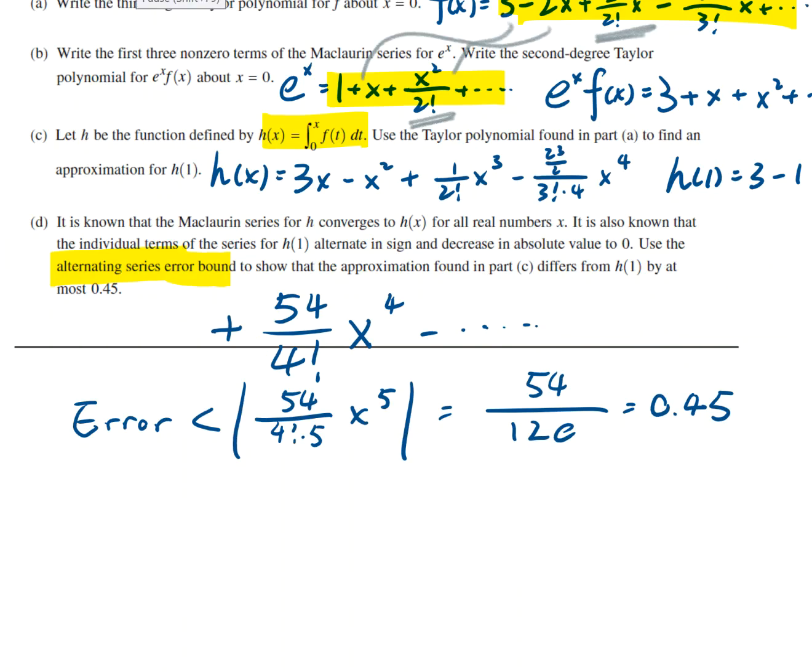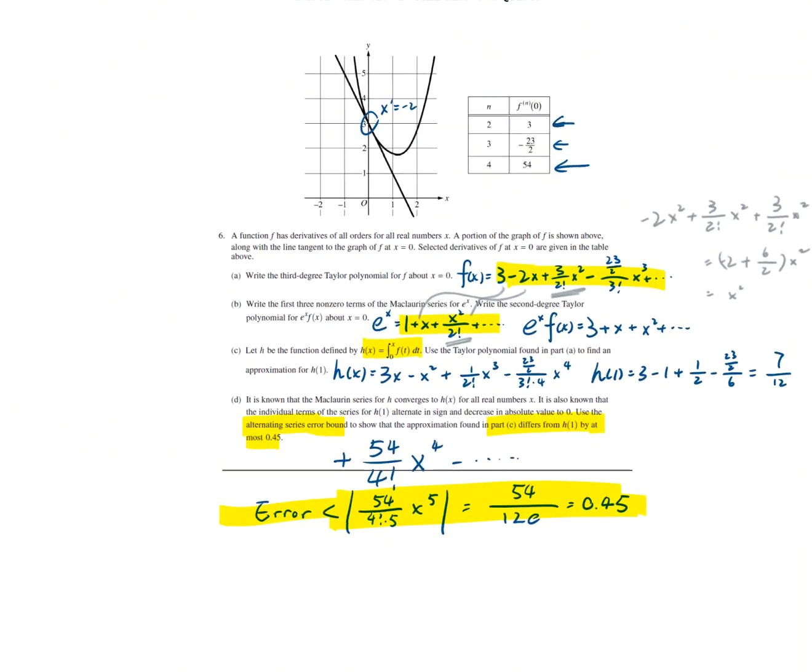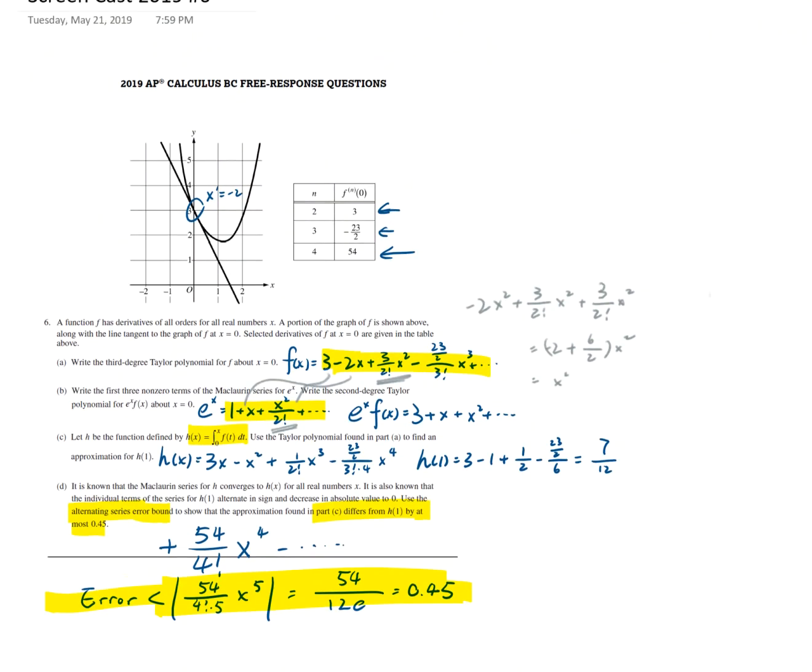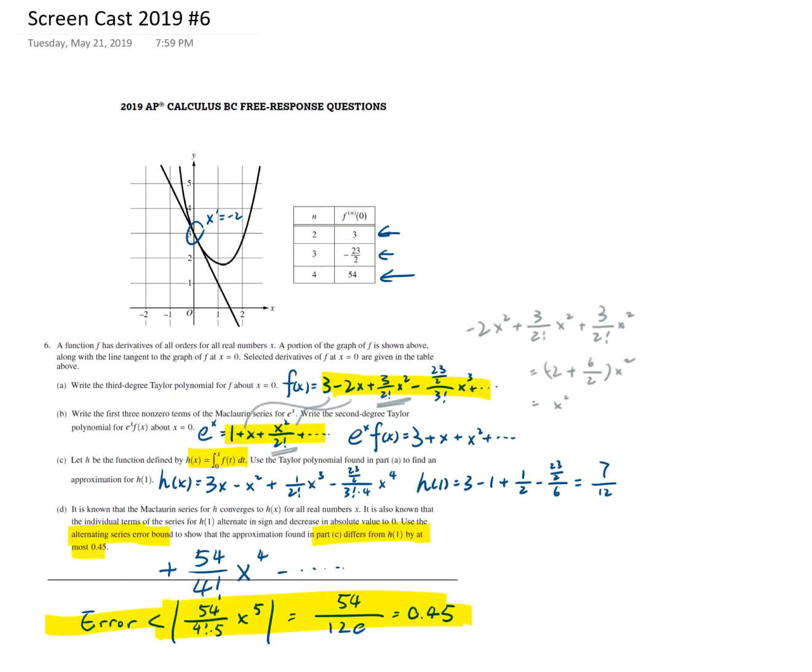Therefore, we can know that the answer in part c differs from h of 1 by at most 0.45, because we just proved it with the alternating series error bound. And that is how you do AP Calculus BC 2019 question number 6. Thank you for watching.